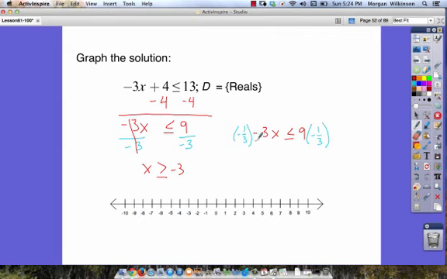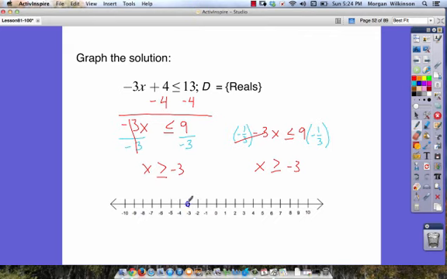Same thing would happen here on the left. Negative 1/3 times negative 3 is 1. That cancels out. And we're going to get x is greater than or equal to 9 times negative 1/3, which must be negative 3. So let's graph it. We have x is greater than or equal to negative 3.